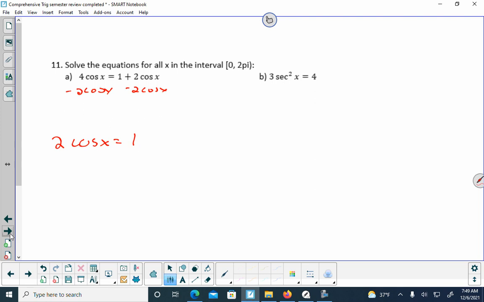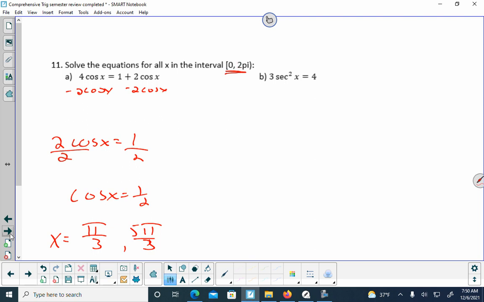I'm probably going to leave it like that because it's not quadratic, so it's not going to do me any good to set it equal to 0. Here I'm going to divide both sides by 2, and now I get the cosine of x is equal to 1/2. Well, this is over the interval of 0 to 2 pi, so I want all the places on the unit circle where my cosine is equal to positive 1/2, and that's going to be pi over 3 and 5 pi over 3. Remember, because it has the interval from 0 to 2 pi, I just leave it like that. No need to add multiples of pi.